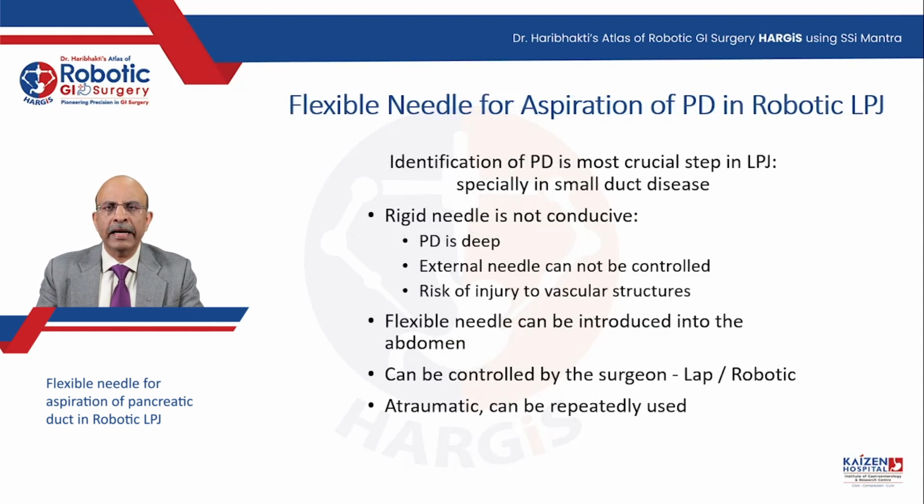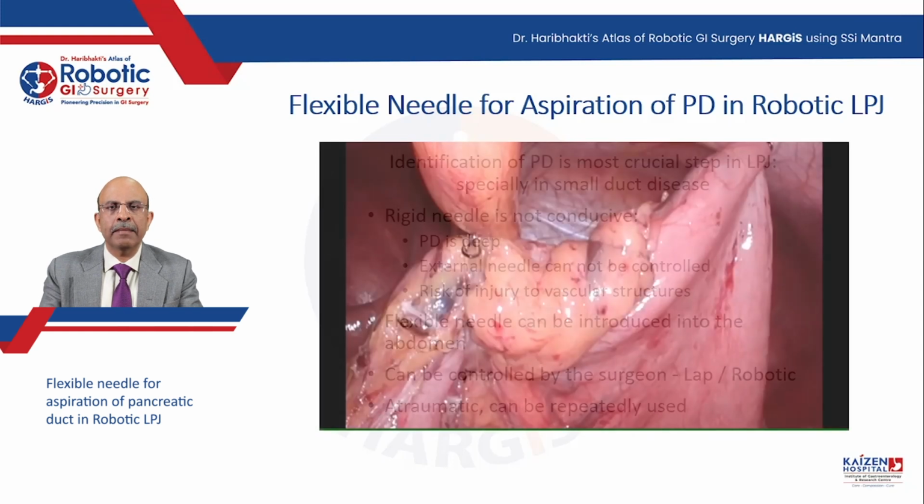Identification of the pancreatic duct is the most crucial step in LPJ. Unless we can aspirate the pancreatic juice, we normally don't place an incision, and especially in small duct disease, it is even more difficult to identify the pancreatic duct. A rigid needle is not conducive here because the pancreatic duct is very deep. The rigid needle will not have control to go there externally, and there is a risk of injury to surrounding vascular structures. So a flexible needle can be introduced into the abdomen, and the surgeon himself, either laparoscopic or robotic, can grasp it and use it for puncturing the pancreatic duct and looking for the pancreatic juice. And this is atraumatic and can be used repeatedly.